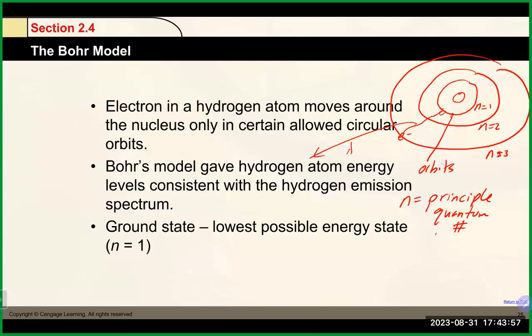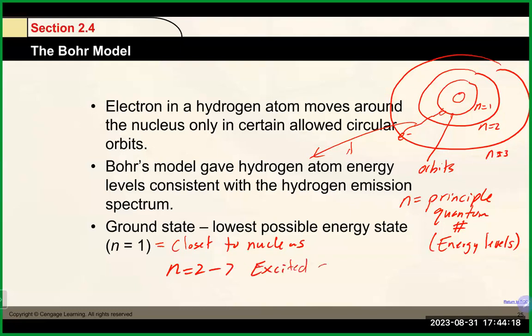And again, that's sort of a fancy word for energy levels. As we'll talk a little bit more about in a bit here, n equals 1 is the ground state. That is the lowest in energy, sort of the closest to the nucleus. Anything above that, like n equals 2 through 7, are what are sometimes referred to as excited states. So these are higher in energy, a little further away from the nucleus, and as electrons transition.